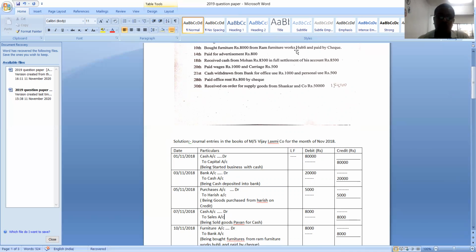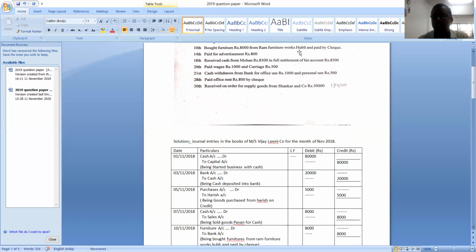So which are the two accounts here? See here first of all bought, it is nothing but purchased furniture, but we should not call it a purchases account because the term purchases is only applicable to goods. It is not applicable to assets. So here furnitures are assets. So you should not consider purchases account. You should consider asset account. So which account? One is furniture account and another account, here Ram Furniture Works Hubli account will not come.